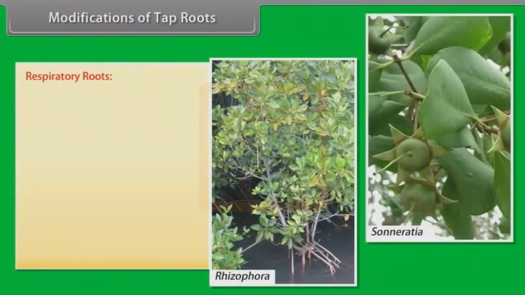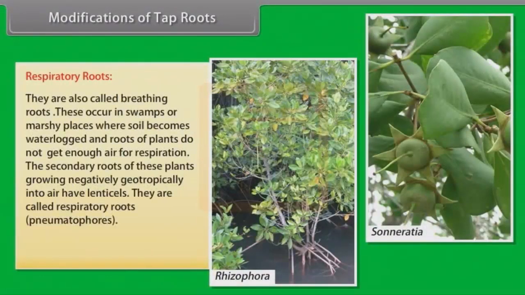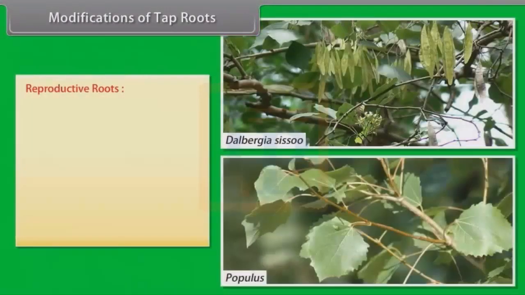Respiratory roots. They are also called breathing roots. These occur in swamps or marshy places where soil becomes waterlogged and roots of plants do not get enough air for respiration. The secondary roots of these plants, growing negatively geotropically into air, have lenticels. They are called respiratory roots, pneumatophores. Examples, Rhizophora and Sonneratia.